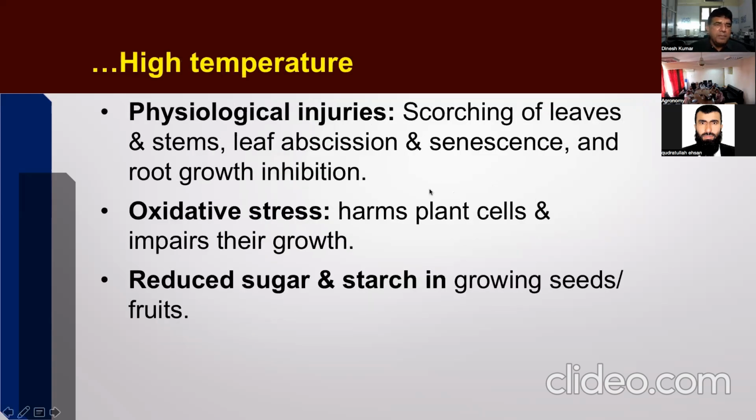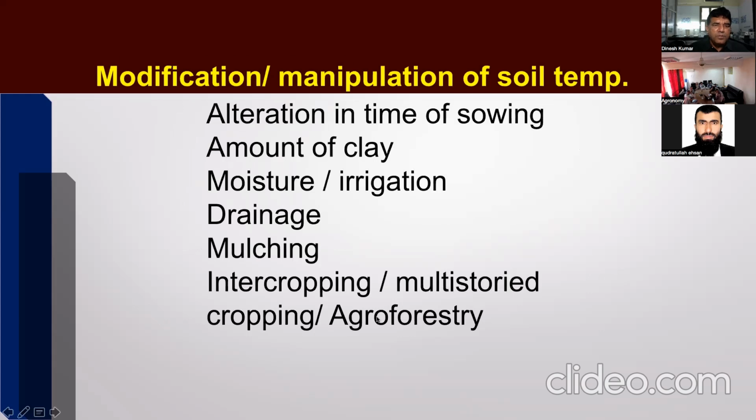Physiological injuries can be there, like scorching of leaves and stems. Leaf abscission can also occur, as well as senescence and root growth inhibition. Oxidative stress, which I have already explained, harms plant cells and impairs their growth. Sugar and starch are reduced in growing seeds and fruits. So it ends here. We will continue with temperature in the next lecture after 10 minutes.